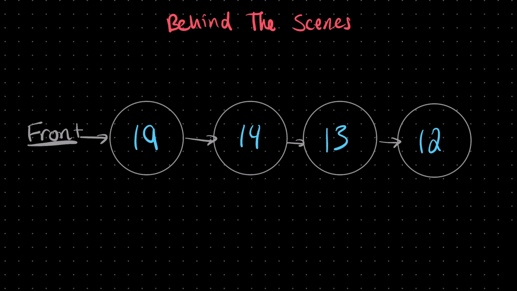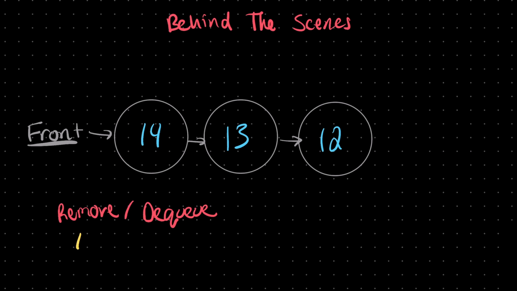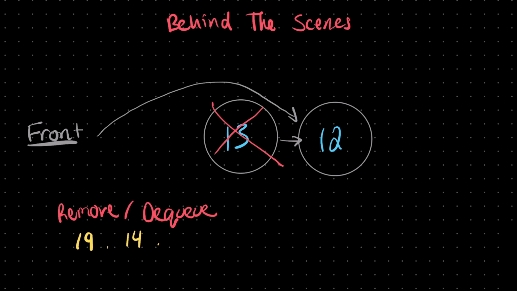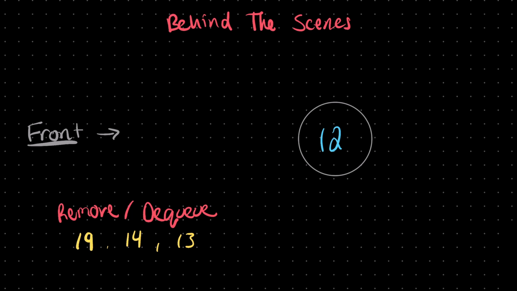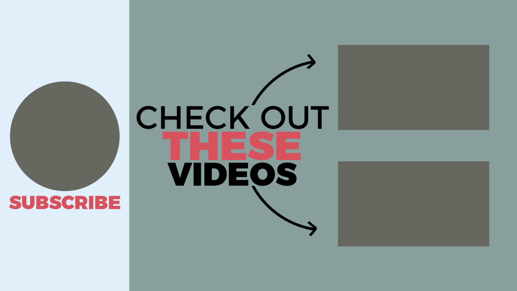Now let's continue to remove or dequeue everything and see what happens. 19 gets removed, and then 14 gets removed, and then 13, and finally 12. If you notice at the bottom where we've been tracking what we've removed, we notice it is in the exact same order of priority. And that's all you need to know to understand the basics of priority queues.